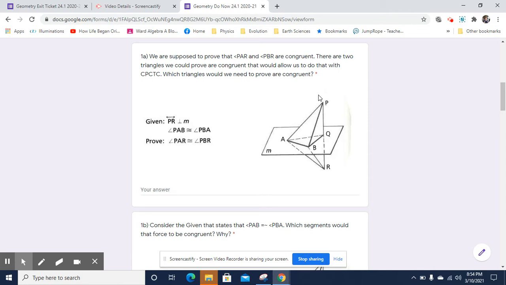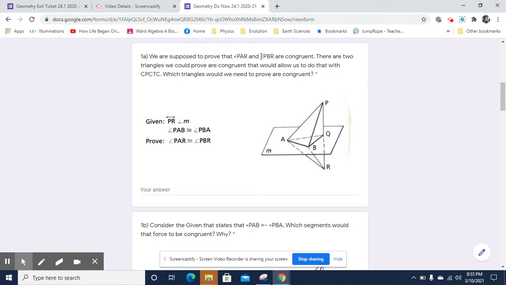We've been given that PR is perpendicular to plane M, and we've also been told PAB and PBA as angles are congruent, which doesn't seem like it has a lot to do with figuring out if PBR and PAR are congruent as angles. But it'll turn out that it has everything to do with it. So let's work things out a little bit.